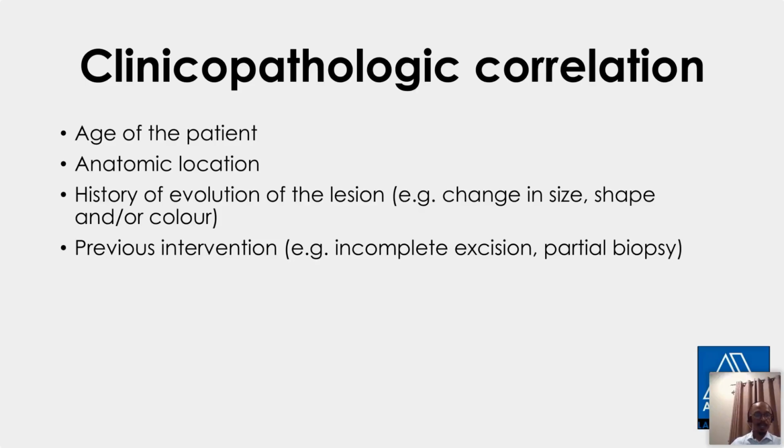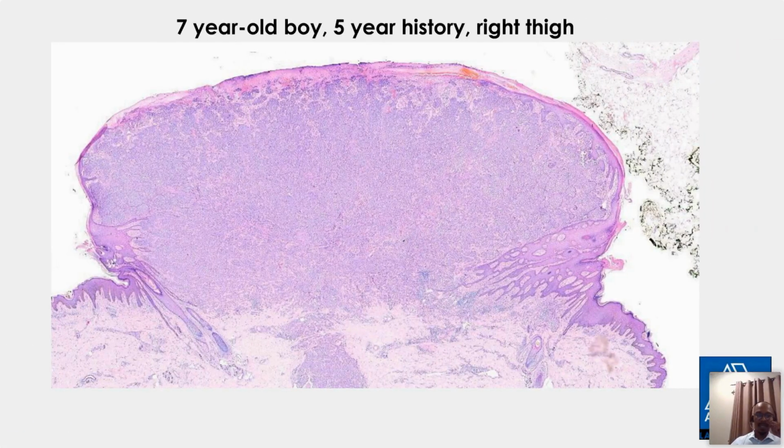Okay. Another thing that's useful is actually knowing whether there's previous intervention. Okay, this next lesion, this was a 7-year-old boy who presented with a 5-year history of a lesion on the right thigh. And it's quite a biggish lesion, but it's circumscribed and relatively symmetrical.